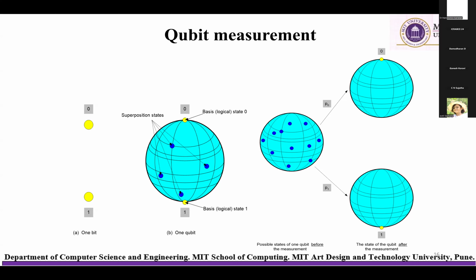Upon measurement, the qubit collapses to one of the two basis states, 0 or 1. The probability of observing the qubit in either state is determined by the probability amplitudes, which are squared magnitudes of the respective coefficients in the superposition. After the measurement, the qubit state is fixed in one of these two states. You can see the figure illustrates that change in state from a superposition to a definitive state post-measurement.